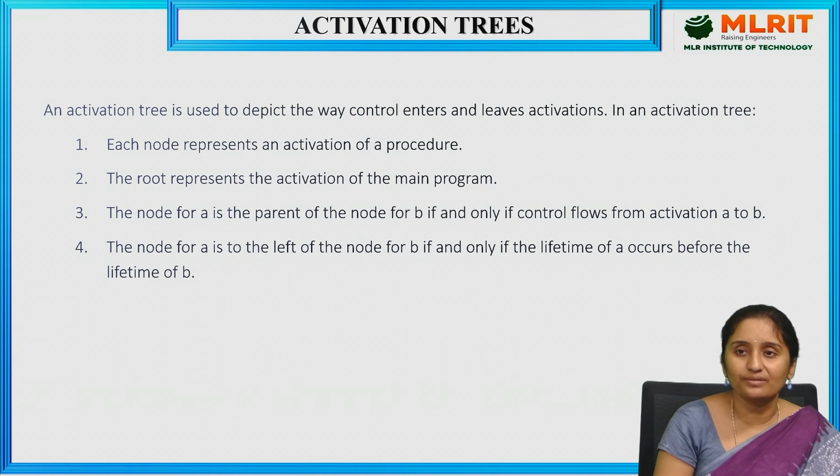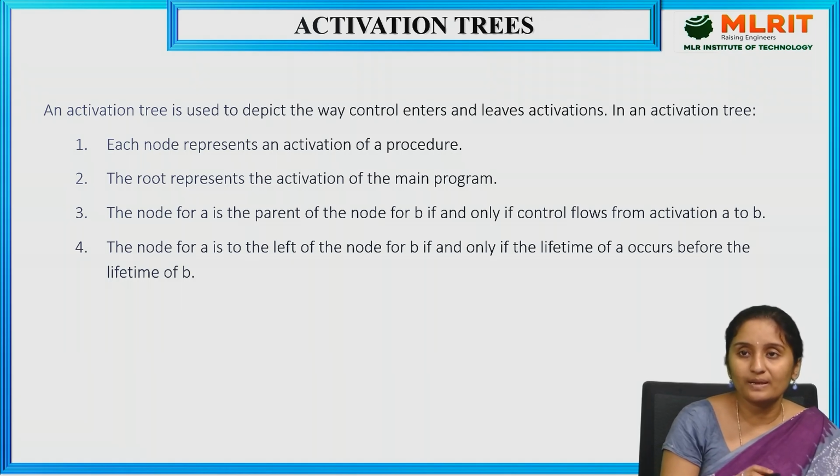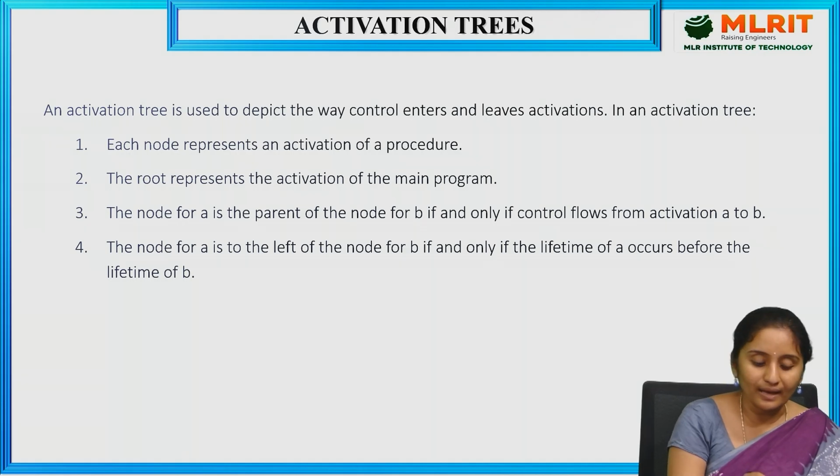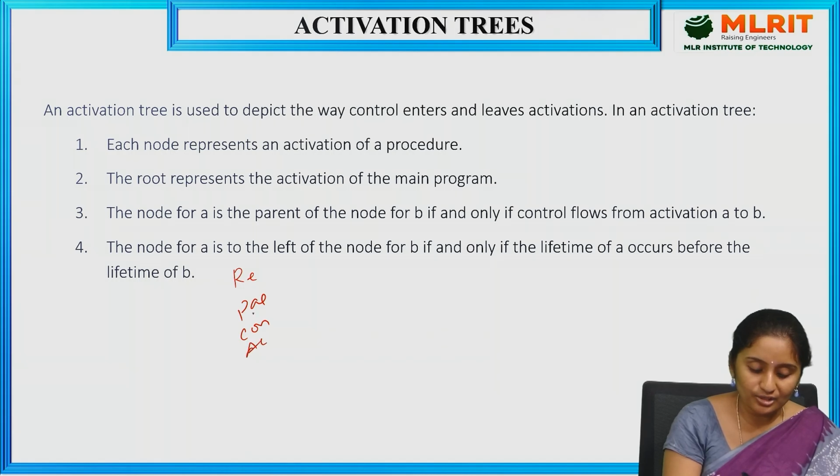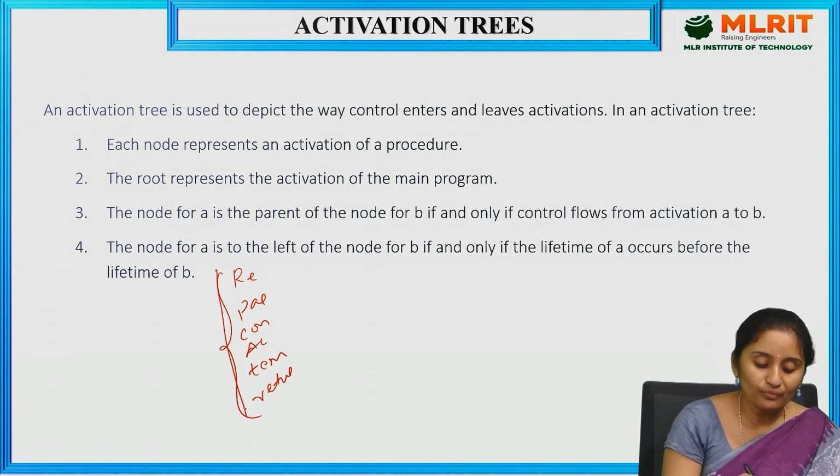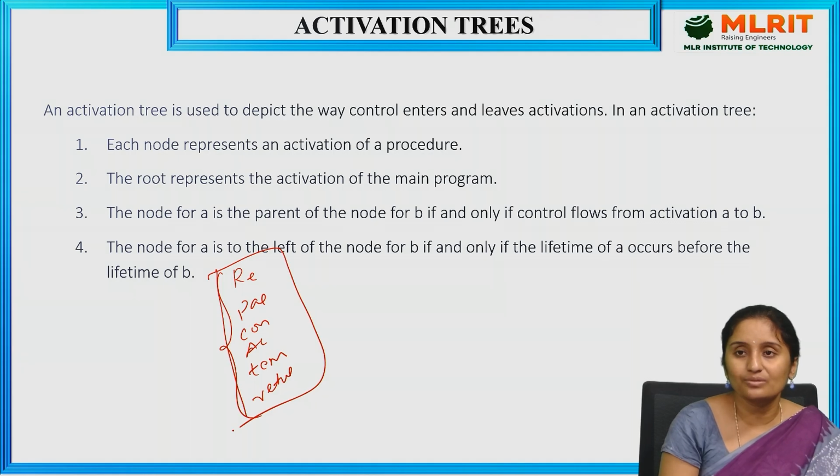What is an activation tree? For everything we are going to have an activation record. An activation record is generated when a function is called. It is placed onto the stack, and there are several fields that are stored when an activation record is generated, like return address, parameters, control link, access link, actual parameters, and also temporary variables. All these things are stored in the activation record. So which statement is going to be placed and what is going to be done takes place in the activation record.